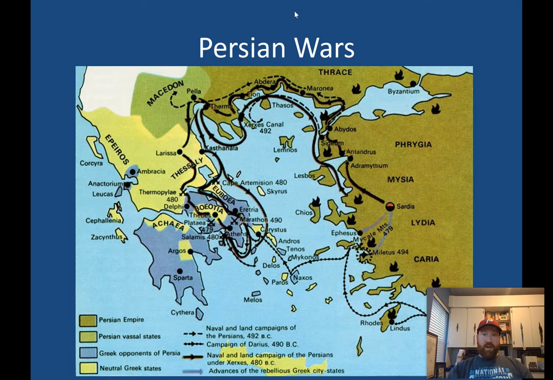So let's take another look at a map here of the Persian Wars. You'll notice first that this is plural. And if you look at the key at the bottom of this map, you'll notice that there are land campaigns in the 490s, and then there's another campaign in the 480s. That's because there was really a series of Persian wars, leading all the way up to Xerxes and the Battle of Thermopylae, and then ultimately the Battle of Salamis, which was the decisive battle in the Second Persian War.